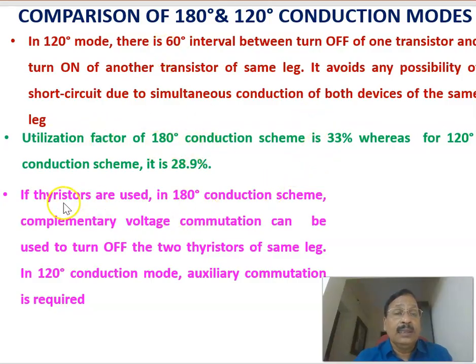If thyristors are used in the 180 degree conduction scheme, complementary voltage commutation can be used to turn off the two thyristors of the same leg. In 120 degree conduction mode, auxiliary commutation is required. So these are some comparisons of the 120 degree as well as 180 degree conduction modes of the three-phase bridge inverter.